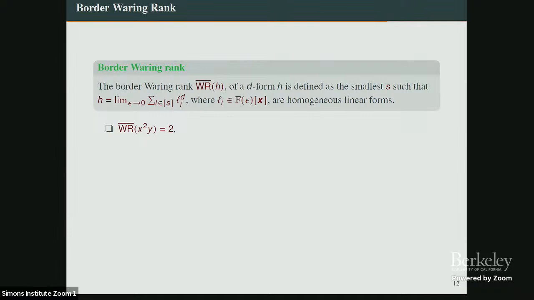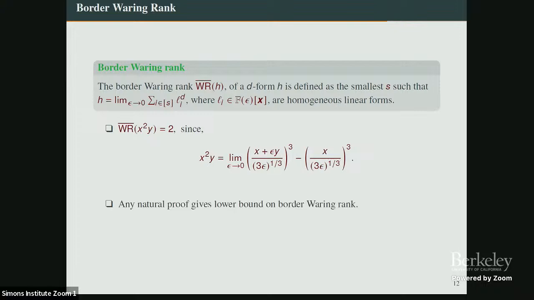By the example that I showed you in the last slide, the border Waring rank of x square y is 2. That's what we sort of showed. Because you can rewrite the same example like this, you can insert this 3 epsilon to the 1 by 3 inside, and this is basically the sum of 2 cubes as a limit. What you can also do is rename epsilon to the 1 by 3 as, let's say, epsilon prime. That also tends to 0. It doesn't matter. So x square y can be written as a sum of 2 cubes, so the border Waring rank of this is 2.